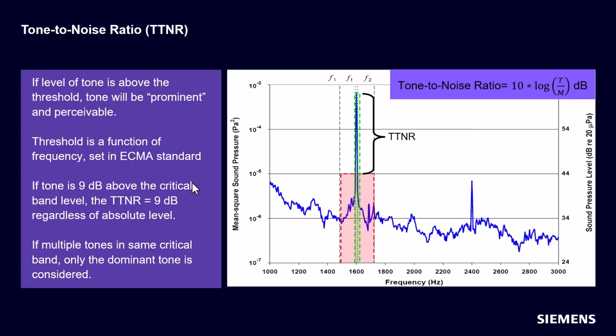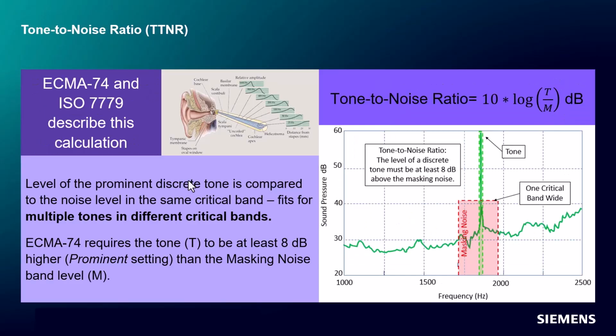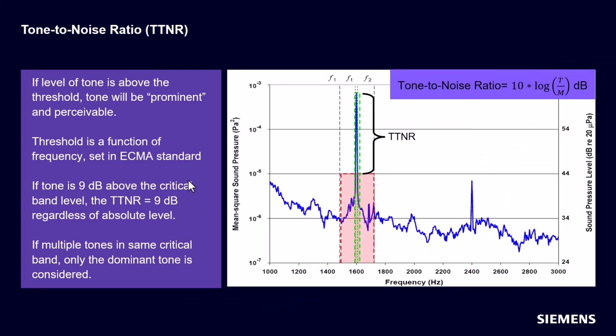One of them says 9 dB, depending on the standard, if you're using ECMA 74 and ISO 779. This is something that you can do in Test Lab. You can calculate it a couple of different ways. I'll show you the ways to do that. You can calculate it as a single value, as a map, or you can use your cursor and go through and calculate it that way.